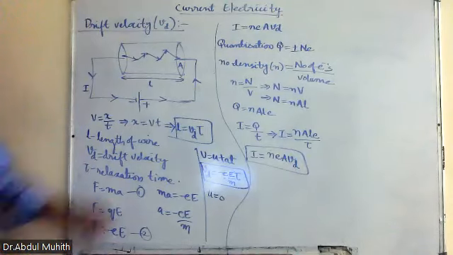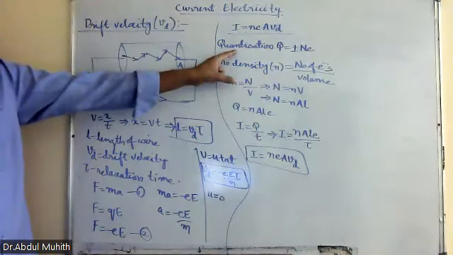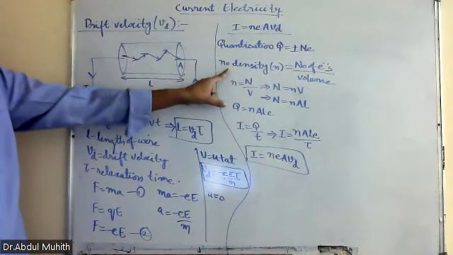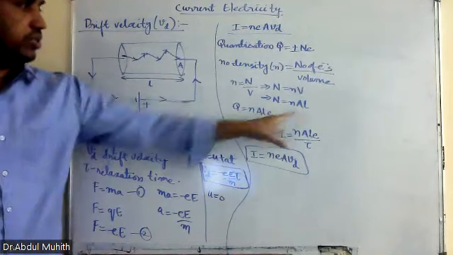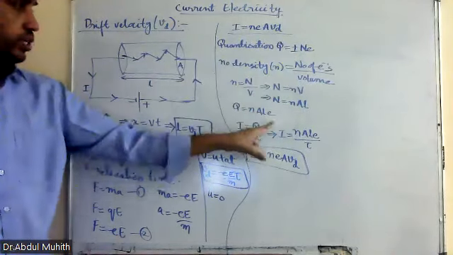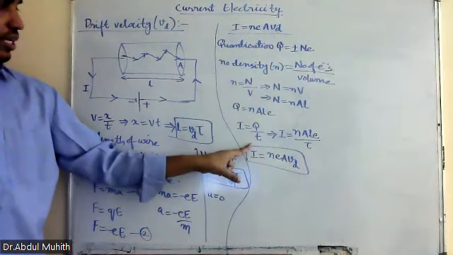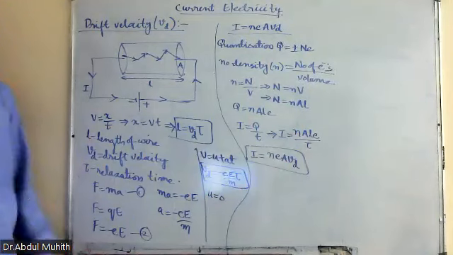Is this clear? See, we started with the quantization formula. Number density is the number of electrons per unit volume. Volume means area into length. Cross multiply and write area into length. In the place of capital N, we wrote NAL into E. Then I got I is equal to Q by T, I is equal to NAL E by tau. We got the second formula.